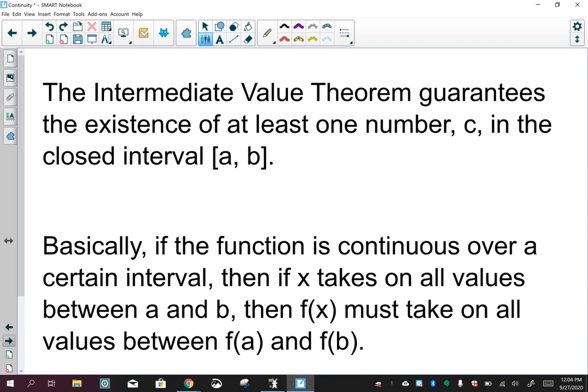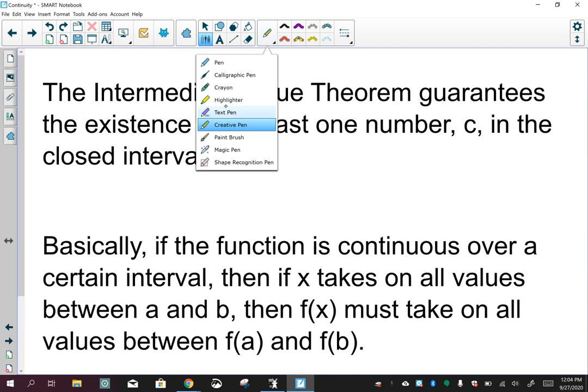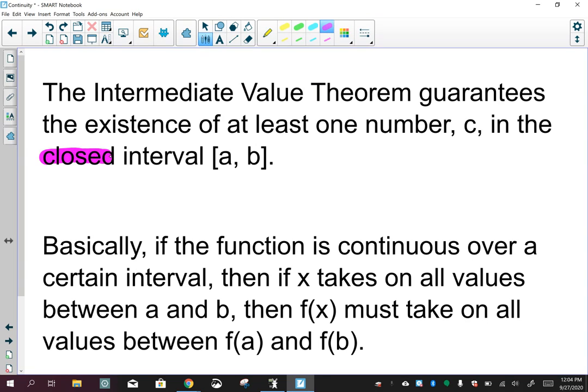And notice it is closed. That is the key thing. You cannot have an open interval when we talk about the intermediate value theorem. It has to be closed. That means there's no open parentheses. That means there's no infinity signs. It has to be closed. So that basically means that both A and B have to be defined.